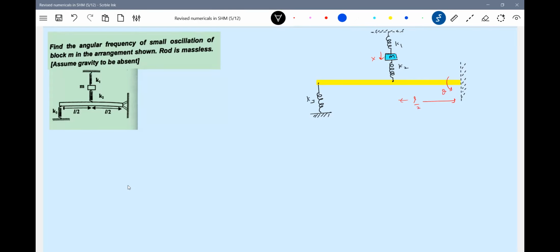So we'll write the data. Let x be the displacement of the block in the downward direction. We are going to give it. Then the rod will rotate, so then the compression in the spring. Then the compression in the spring is equal to how much? It should be equal to x minus L by 2 theta.